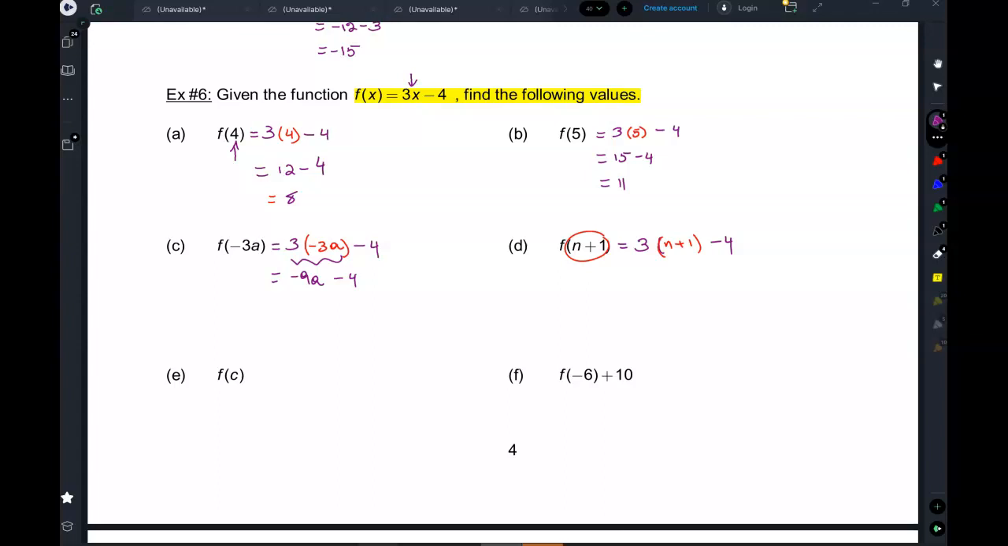So distribute the 3. This is what we were doing last chapter. You guys are experts here. So 3n plus 3 minus 4, 3n minus 1.